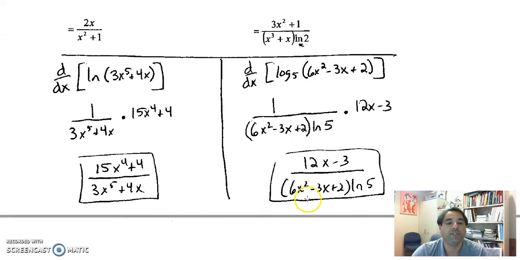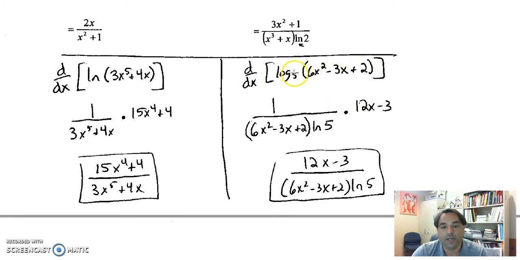So a couple more examples. If I want to take the derivative of natural log of 3x to the 5th plus 4x, it would be 1 over 3x to the 5th plus 4x, times, and we keep everything in parentheses, the derivative of whatever you're taking the natural log of, 15x to the 4, because the derivative of 3x to the 5th, 5 times 3 is 15, 5 minus 1 is 4, plus the derivative of 4x is 4. So in the numerator, we'd have 15x to the 4 plus 4, and in the denominator, 3x to the 5th plus 4x.